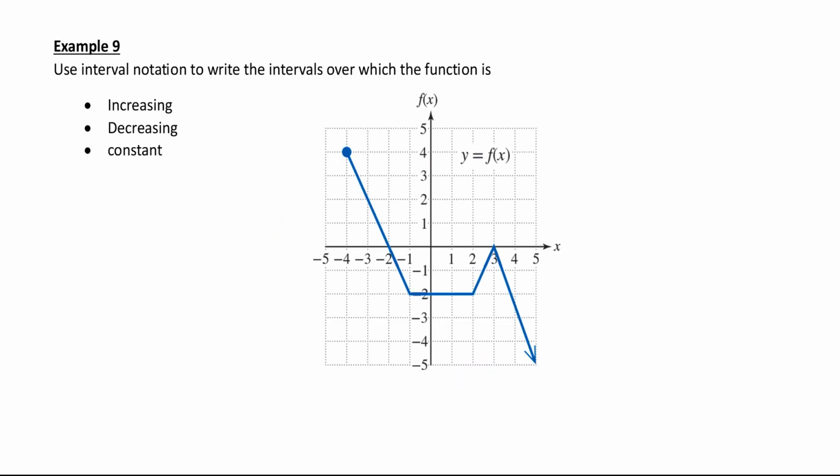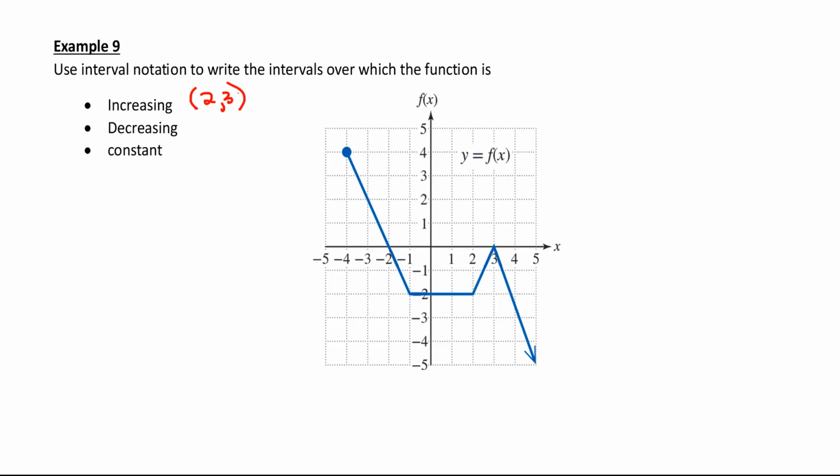Okay, so we're going to use interval notation to write the intervals over which this function is increasing, decreasing, and constant. All right, so for increasing, you can see if you start over here on the left, it's going down, so that's not increasing. Then between -1 and 2, it's constant. From 2 to 3, the function is increasing. So that's really the only place that the function is increasing. And so we would write from 2 to 3 for increasing.